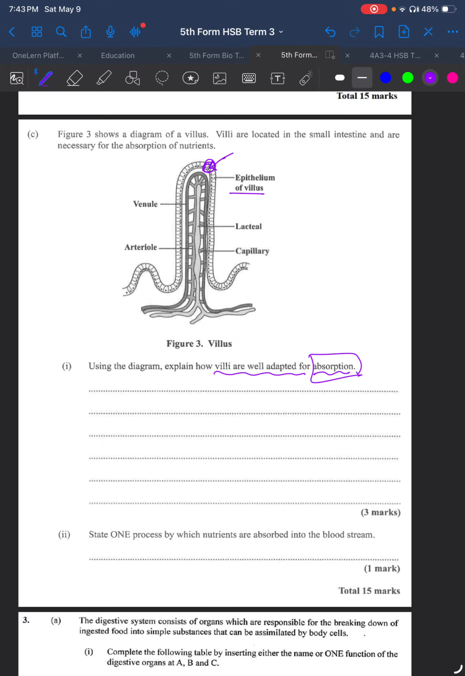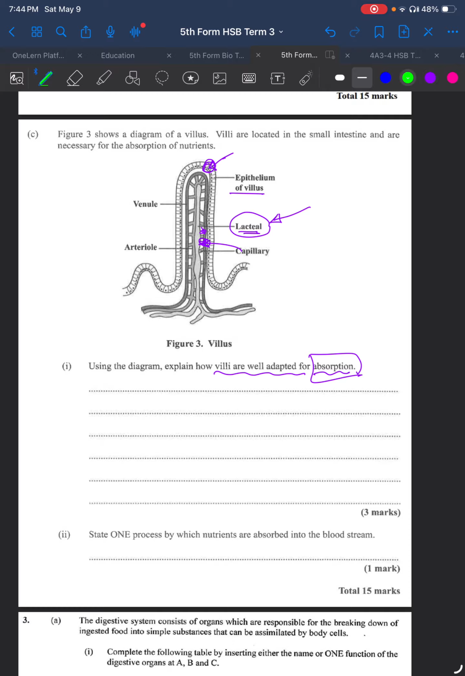Quick diffusion. Bam, that's one. Then it contains a lot of capillaries. Why do you want to have a lot of capillaries? So that nutrients can be transported into the bloodstream and go throughout the body quickly, so that the cells can use the end products of digestion. That's another mark. It also has a special lacteal, which is actually part of the lymphatic system, and it takes away the fats, the fatty acids and glycerol, which are the end products, right? Vitamin A, vitamin D. And so this also makes it well adapted for absorption.